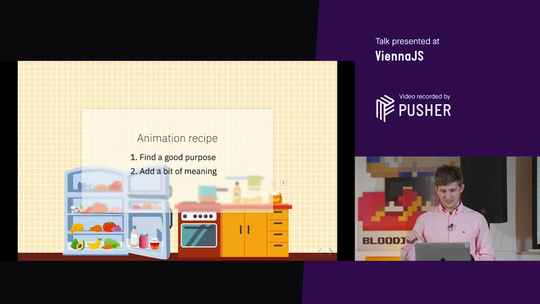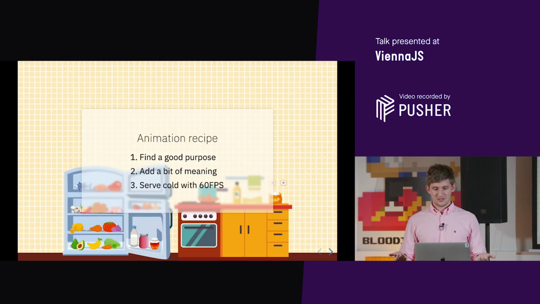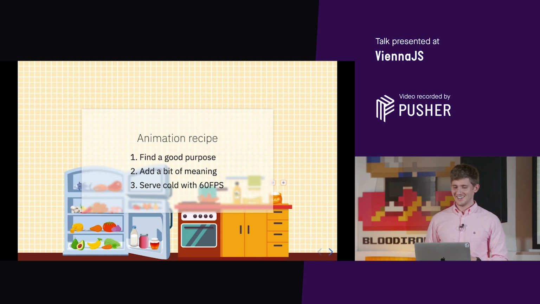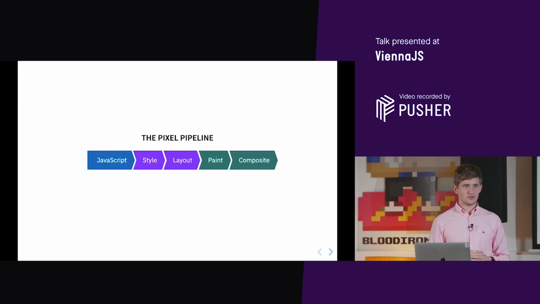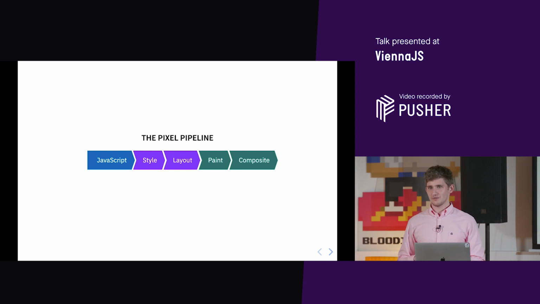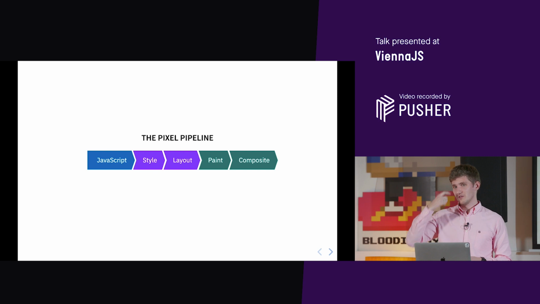And now we are getting to the interesting part, because we all hear it's ViennaJS, right? So we have to talk about JavaScript. How to serve code with 60 FPS. This is an interesting topic. And this is the rendering pixel pipeline that each browser has to go through when you animate something.